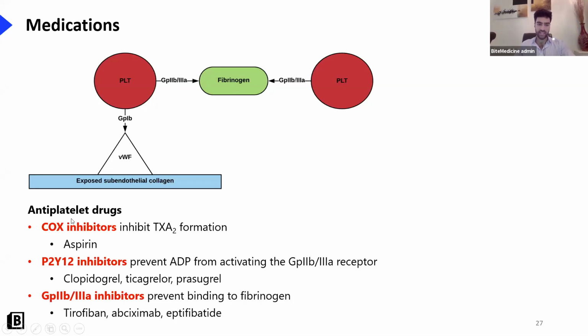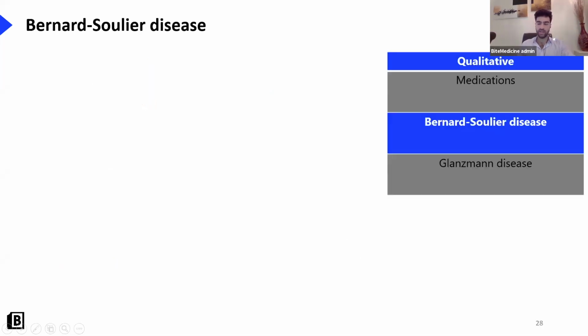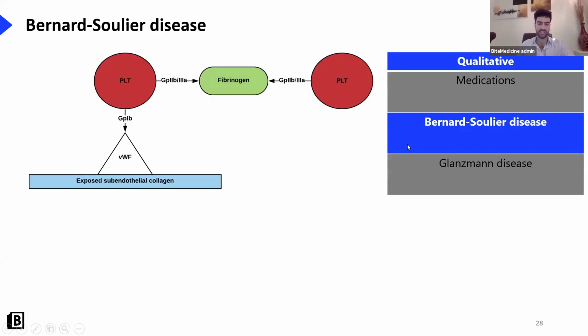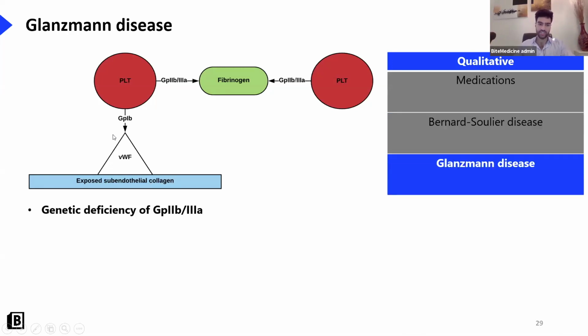And that's all the antiplatelet drugs that you need to know. You won't need to know any more than this. These are two niche diseases that might come up in your reading, so I'm just very briefly going to touch on them. Bernard-Soulier disease is where you have a genetic deficiency of GP1B, and Glanzmann disease is where you have a genetic deficiency of GP2B3A, which is this receptor here. You won't be tested on any more than this sentence here. You don't need to know any more about these two diseases for your exams.